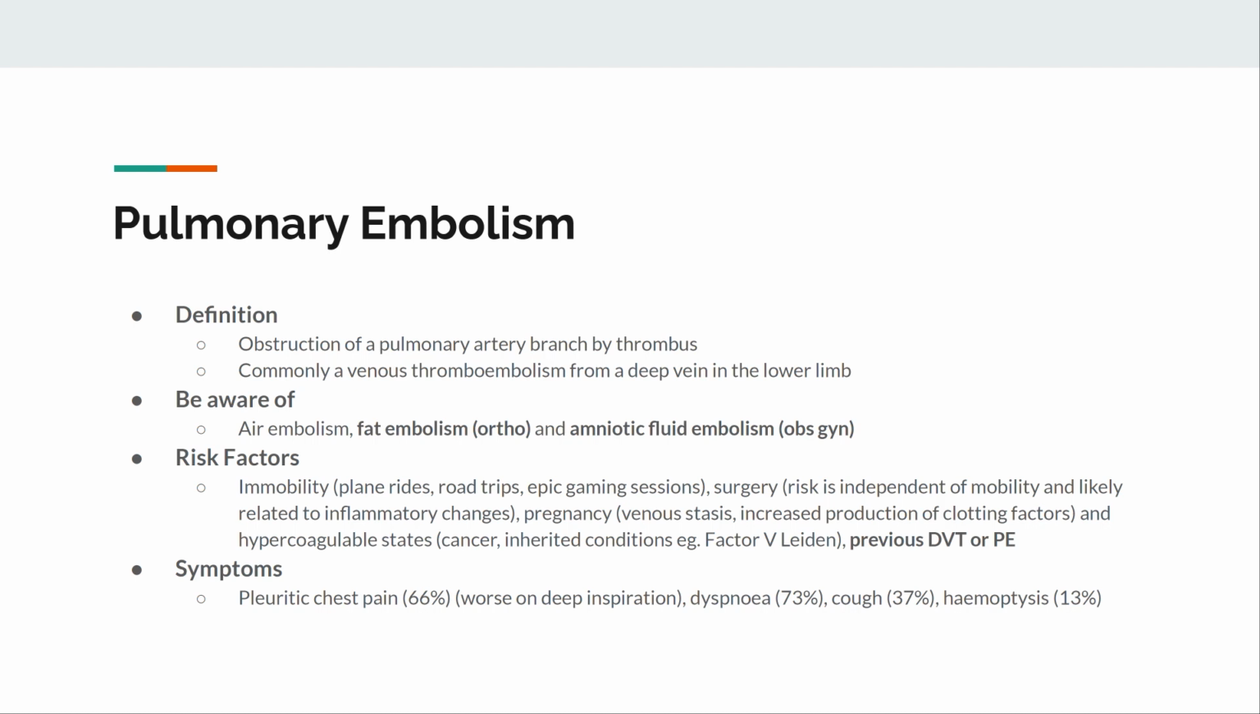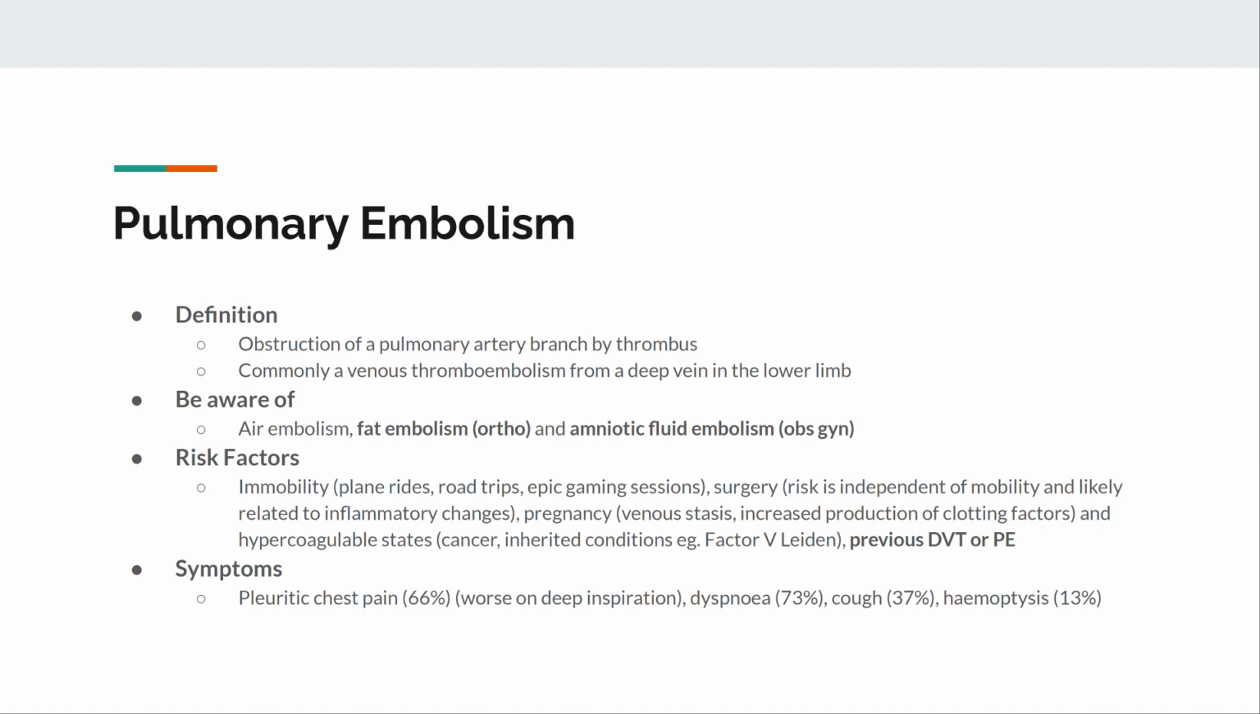Surgery itself is a risk because you've had the body open, and that causes this massive inflammatory response that will predispose you to clotting months after surgery. Pregnancy because of venous stasis, but also the liver starts producing more clotting factors as your hormone levels change.